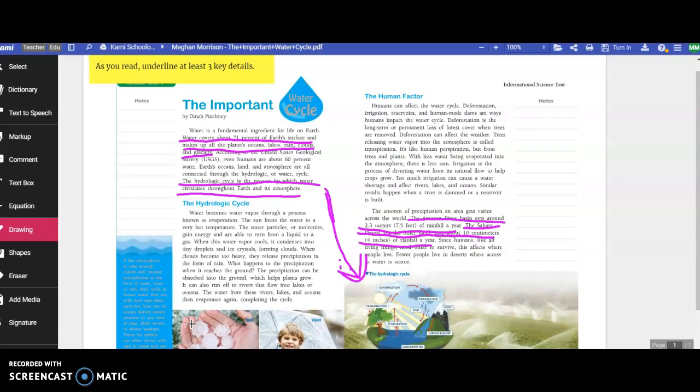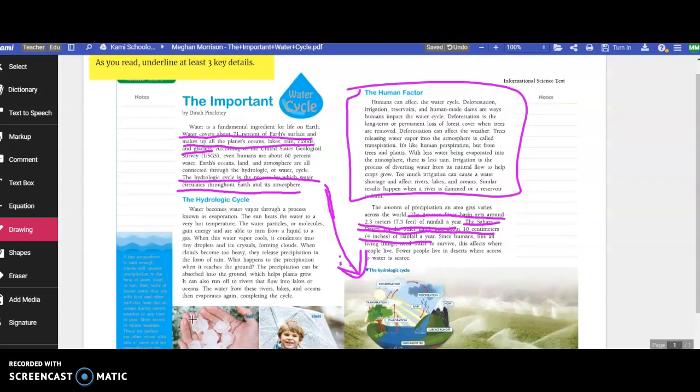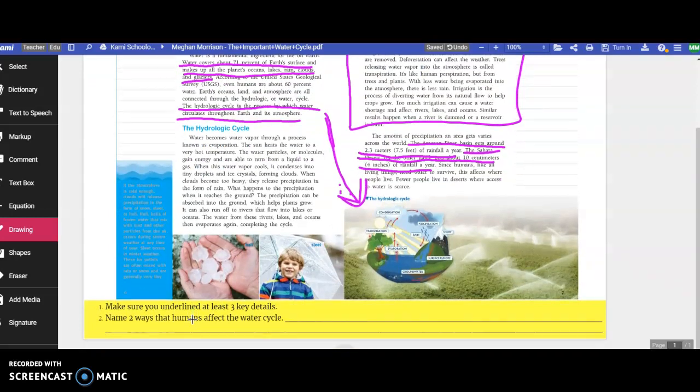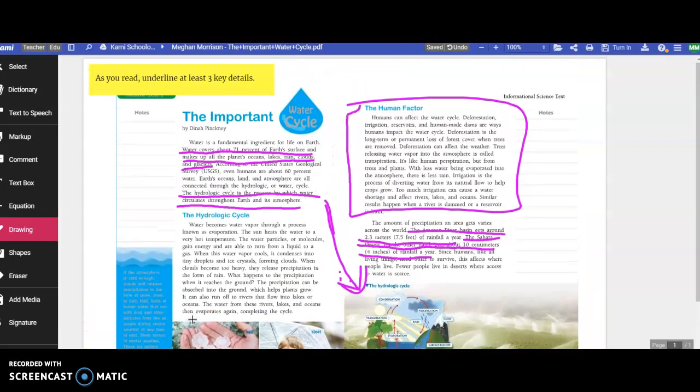So if you take a look, this paragraph here starts out, humans can affect the water cycle. So you can bet that you're going to find some ways in there that humans affect the water cycle. Take a read. Let me know if you have questions. Good luck.